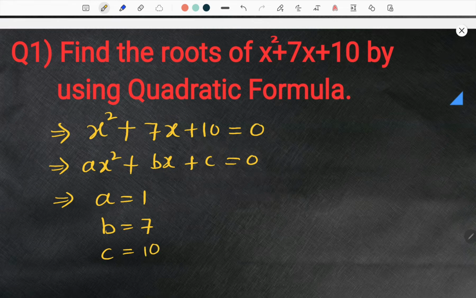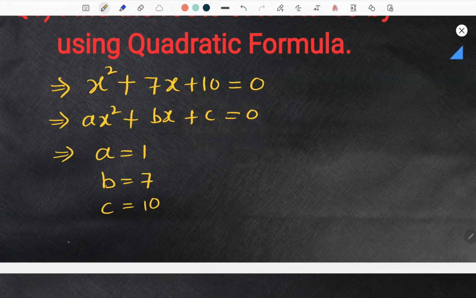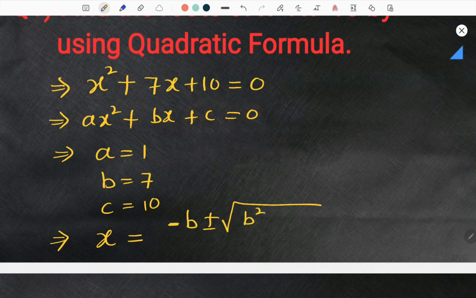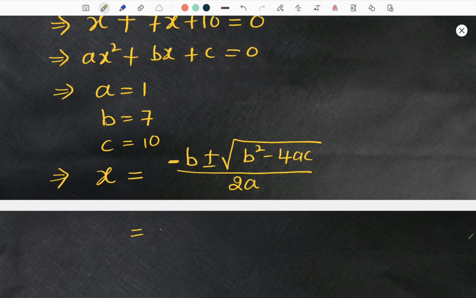Then you have to write the value of a is 1, b is 7, and c is 10. By using the quadratic formula we are supposed to find the solution, and everybody knows the quadratic formula. What is that formula? You must remember this formula: x equals minus b plus or minus under root b square minus 4ac, divided by 2a. So let us substitute the values now. Minus, then b is 7. This minus is there in the formula, so I am keeping this minus here, and b means 7, so I am keeping 7.